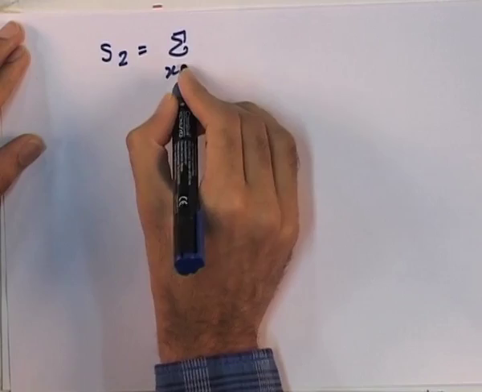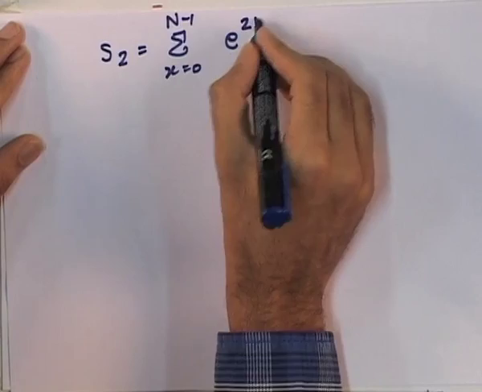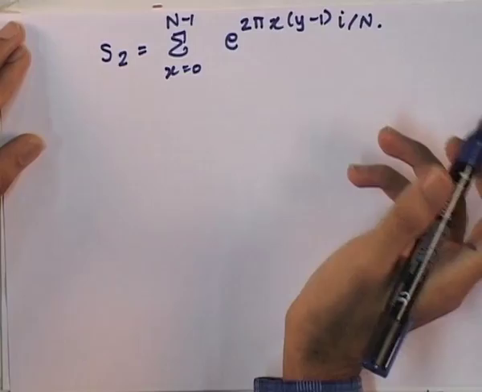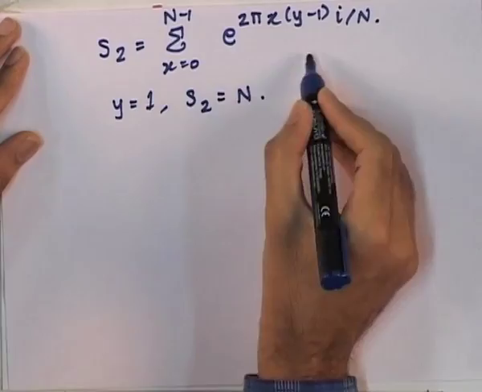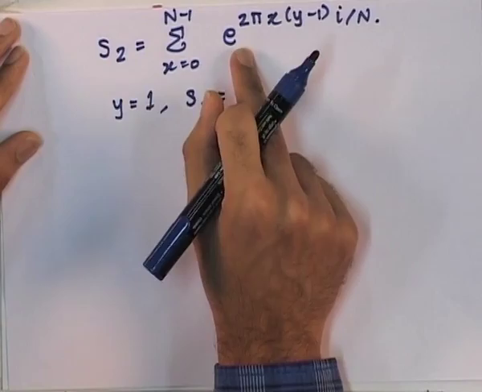So let's do that calculation. So the second summation was the sum over x equal to 0 to n minus 1 of e raised to 2 pi x (y minus 1) i upon n. So for y equal to 1, s2 is trivially n, which you can observe directly. y equal to 1 would imply that each term inside the summation would be e raised to 2 pi into 0, which is e raised to 0, which is 1. So that will give an n.